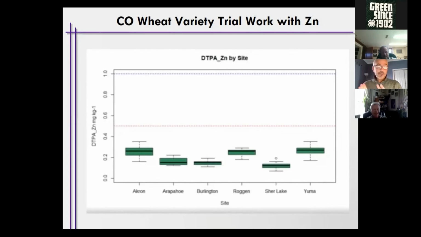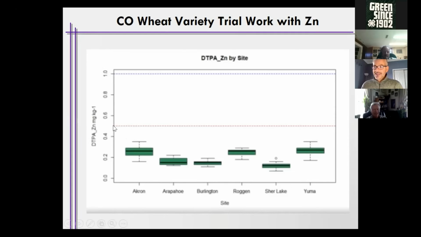So this is 1 year's worth of data. Jerry has 10 research locations. I can't remember why we only chose 6. Probably because we're doing this on a shoestring budget, to be honest with you, okay? So we chose these 6 different locations. This data is from after wheat harvest in 2019. These are the DTPA extractable zinc concentrations in the soil at these 6 different locations, all right?